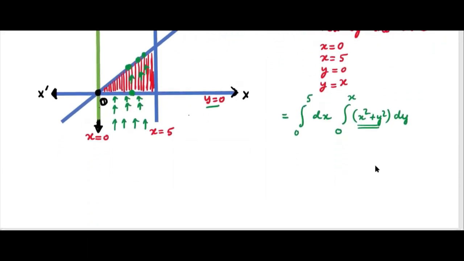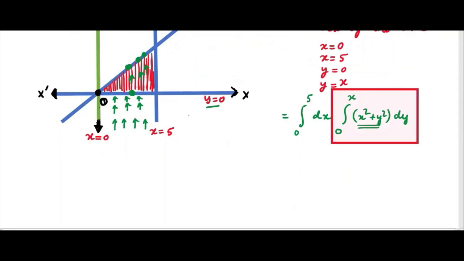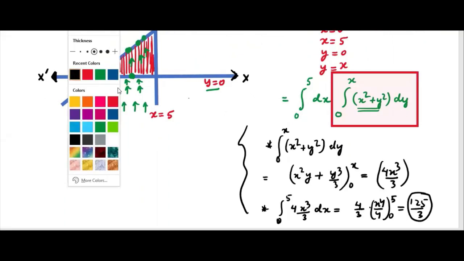You do this part first of all, the inner part, this one. And we have to do it in that order only. Okay, 625 by 3. Okay, fine.